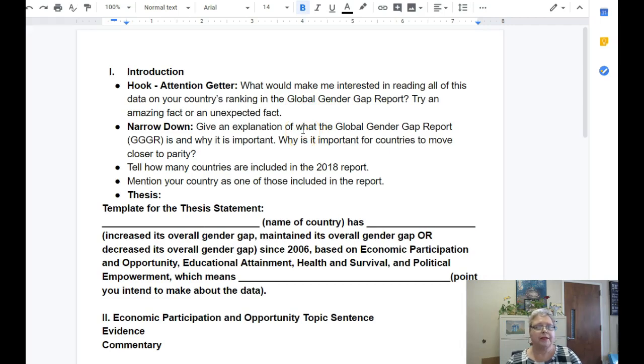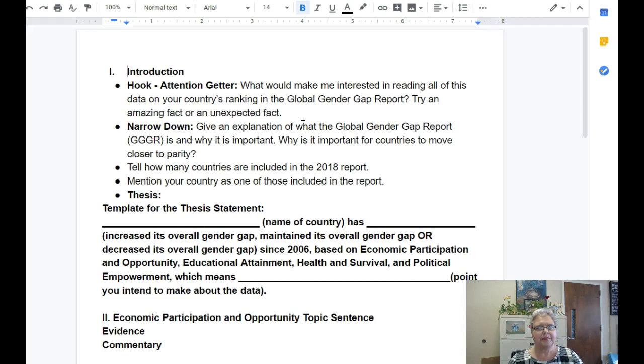Try to find an amazing fact, an unexpected fact. For instance, if I were writing about the United States, I was really surprised when I looked at the report last year, and I guess it's the same for this year, although I haven't looked at it for the United States for this year.